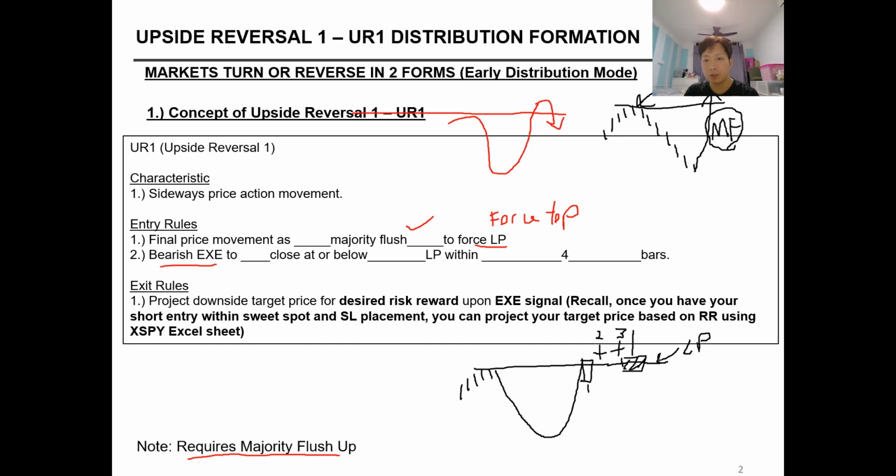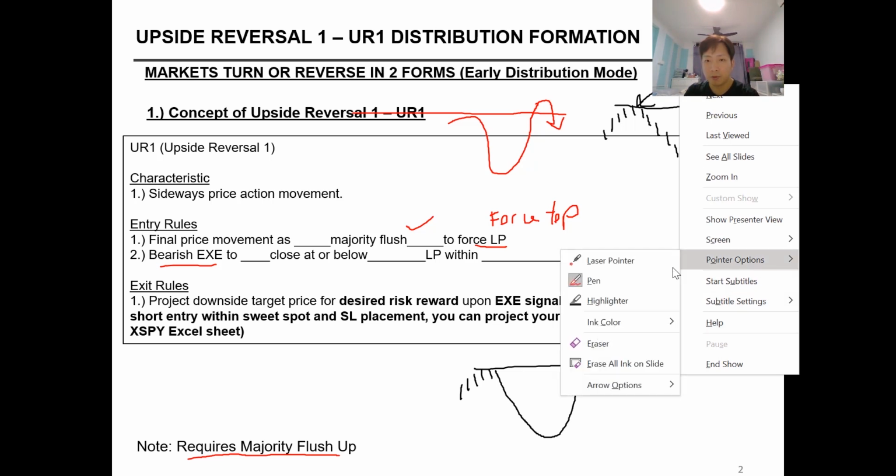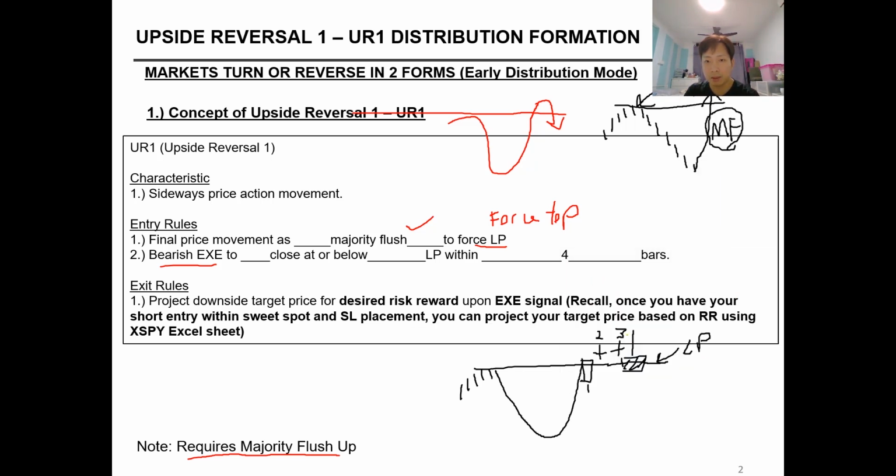Once it confirms our UR1 structure, we will enter short based on the next bar within the short sweet spot area. Of course, I can give you some illustration: stop loss will be somewhere at the high of the bar. Short entry will be, as mentioned earlier in the video, in the sweet spot zone around the halfway point to the low of the bar.